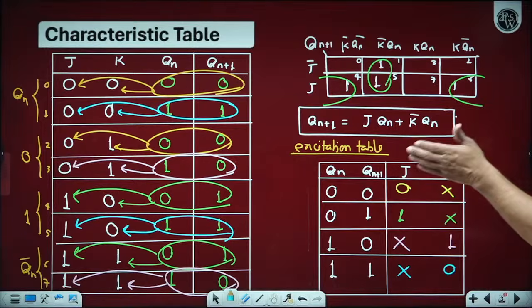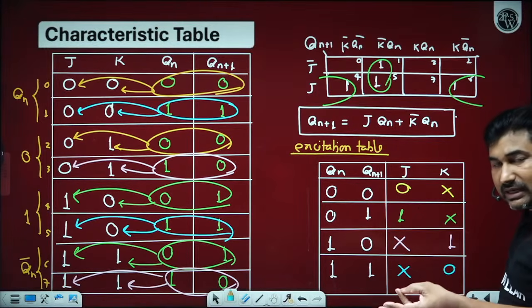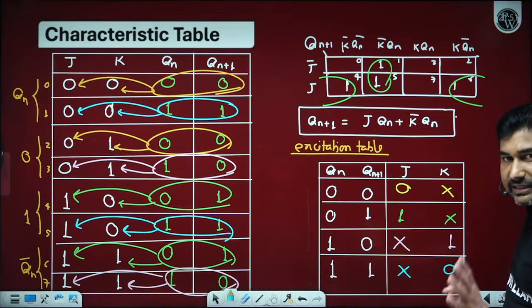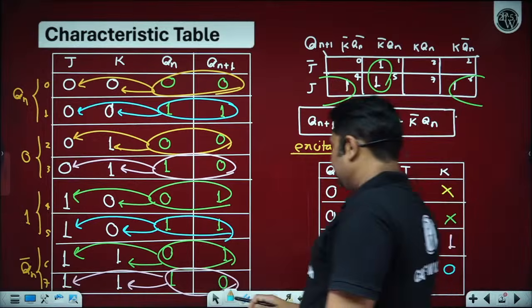Now, the truth table guides the characteristic table and the characteristic table guides the excitation table. Is it okay? Can you please let me know by writing in the comment section, Betaji? Great, sir.